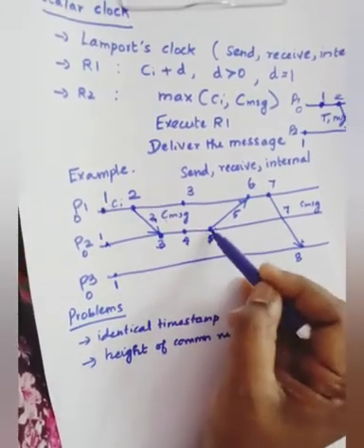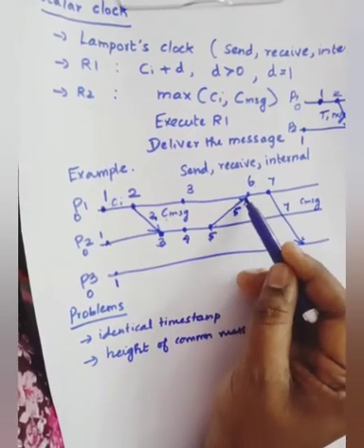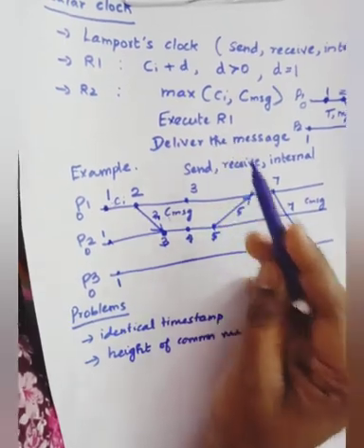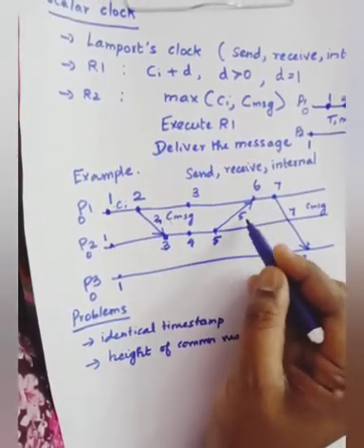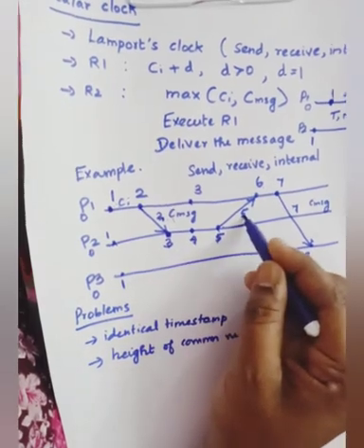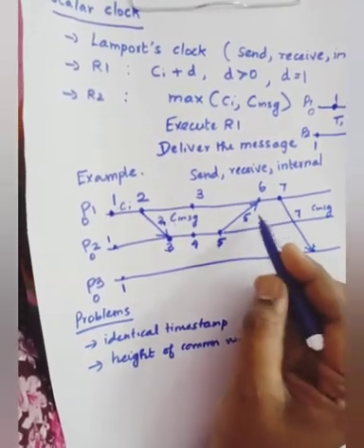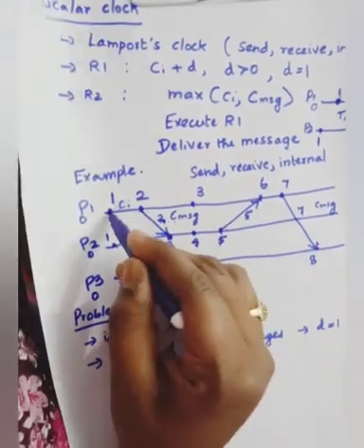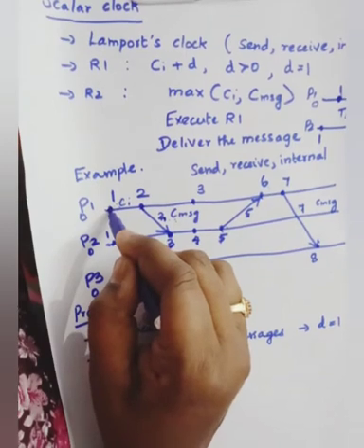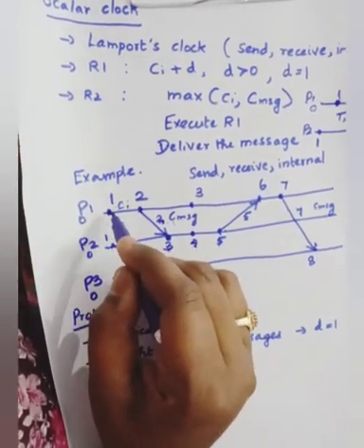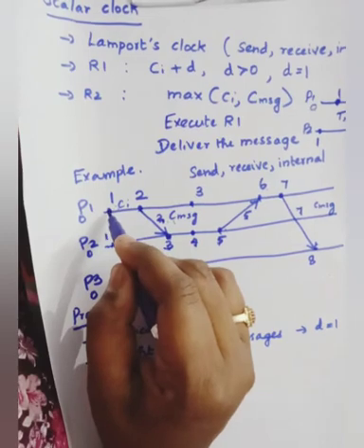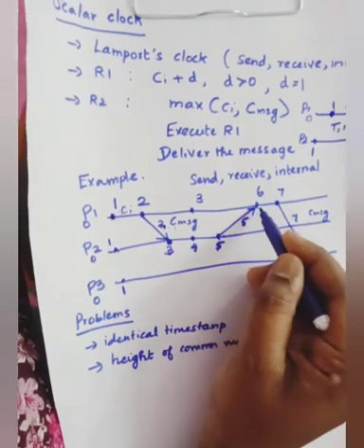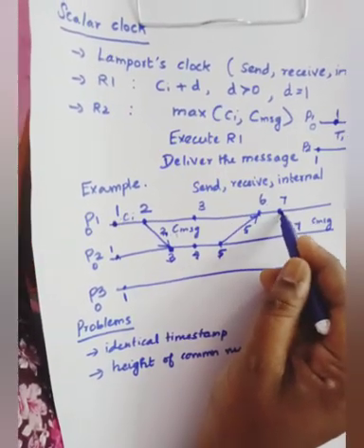Now at timestamp 5, process P2 sends a message to process P1. While sending a message, apply rule R2. Maximum of CI and C message will be taken. Compare 4 and 5, which is maximum? 5 is maximum. Now apply rule R1 at process P1. Here always increment the value of the timestamp on a process from the initial timestamp value, that is 1. So 1 plus 5 is 6. Now an internal event happens, 6 plus 1 is 7.